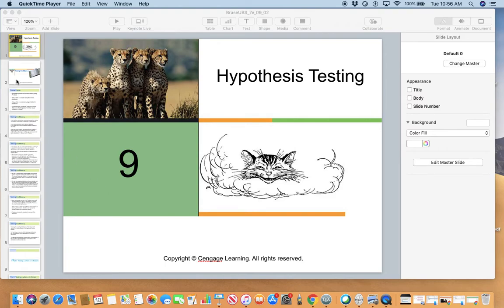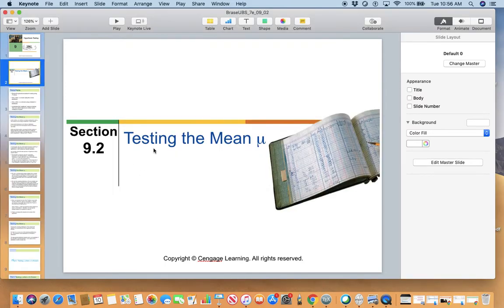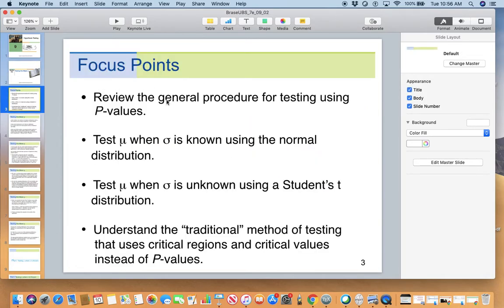Back, Chapter 9, Section 9.2, Testing the Mean Mu. The focus points in this section: Review the general procedure for testing using p-values. Test mu when sigma is known using the normal distribution. Test mu when sigma is unknown using a student's t distribution. Understand the traditional method of testing that uses critical regions and critical values instead of p-values.